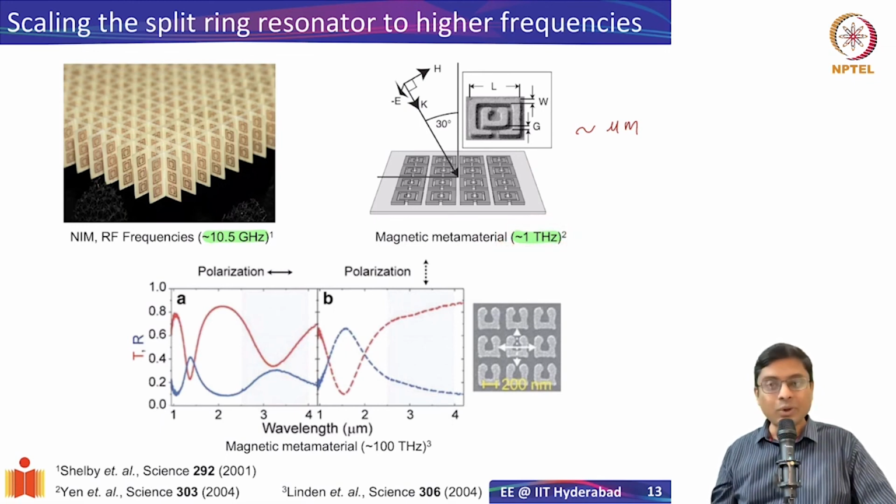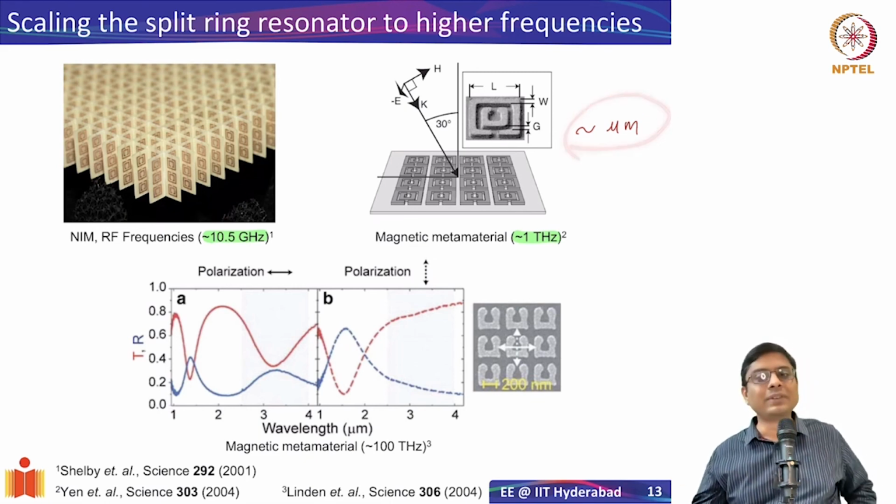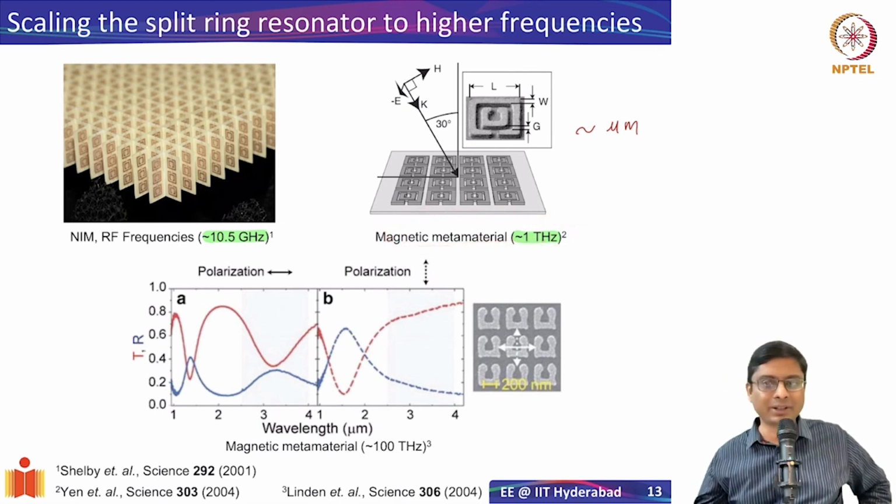In the original negative index material, the fabrication was done by PCB, just standard PCB manufacturing. You just draw the structure and then etch it, and that's it. It was simple. But the moment you want to go to higher frequencies in the micrometer scale, we have to do nano fabrication, and it becomes much more complicated to achieve these structures. But still, in the end, people have demonstrated that you can have a magnetic metamaterial up to even terahertz frequencies.